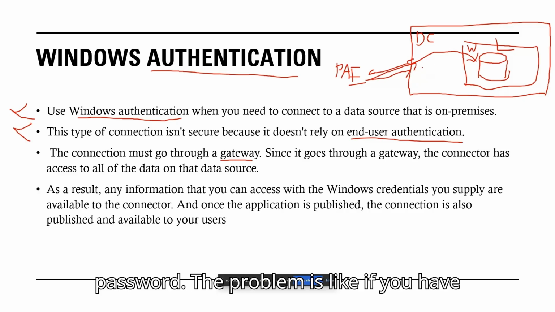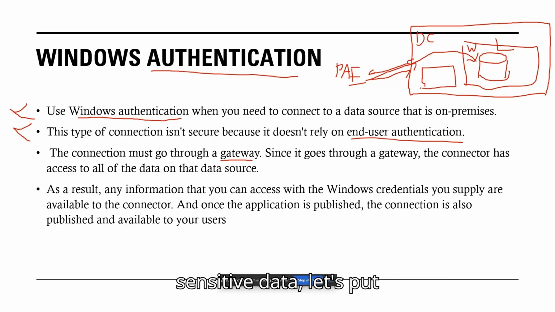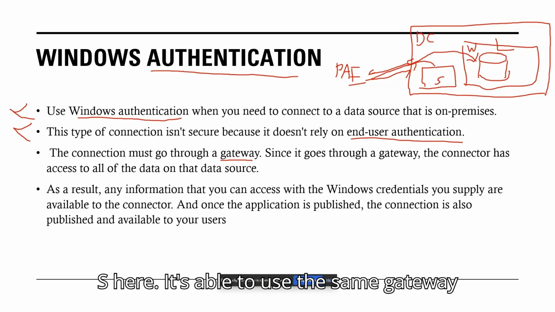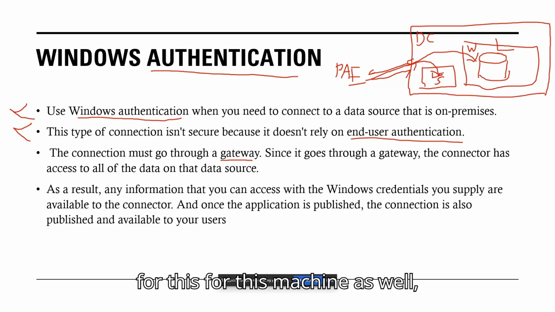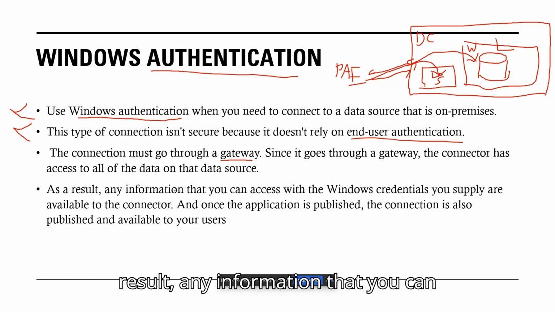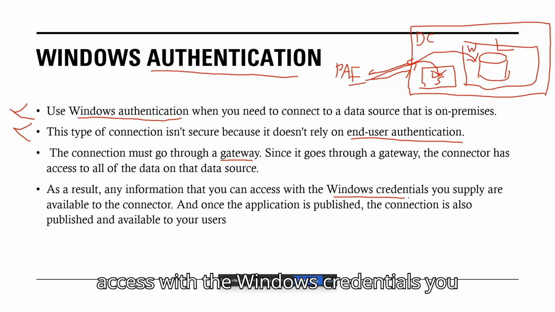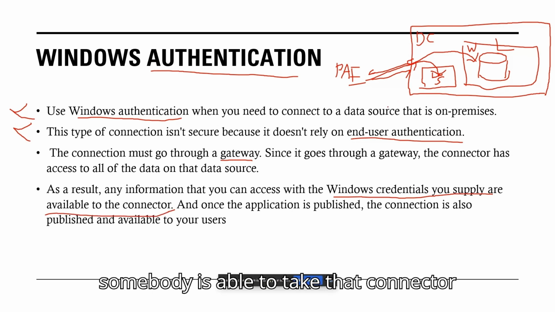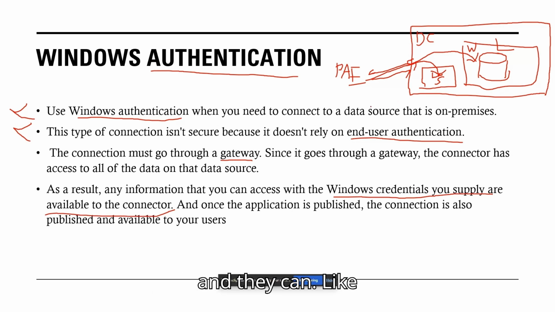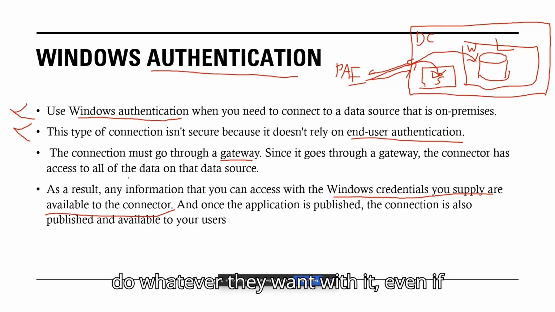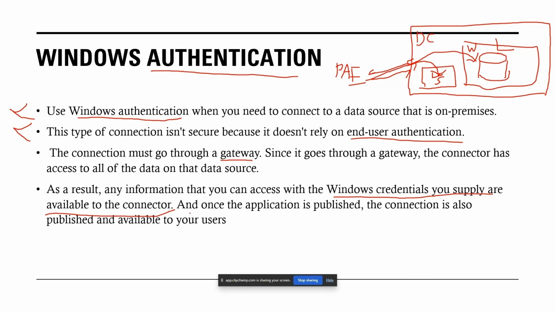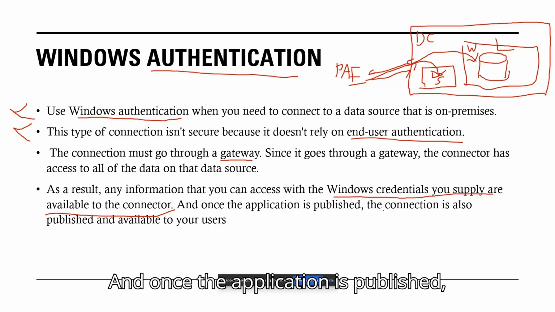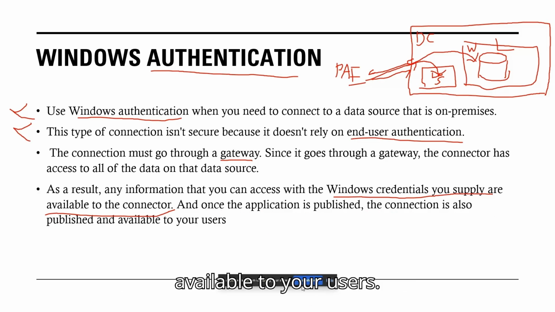The problem is, if you have another machine which also has some sensitive data, let's put an S here, it's able to use the same gateway for this machine as well. So it's not very secure. As a result, any information that you can access with the Windows credentials you supply is available to the connector. So somebody is able to take that connector and do whatever they want with it, even if they shouldn't be doing it. And once the application is published, the connection is also published and available to your users.